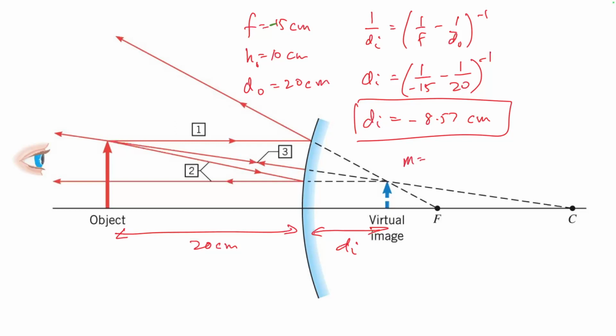The magnification is negative image distance over object distance, that's a negative of a negative 8.57, all divided by 20. When I did that, I got 0.43. So what is a positive 0.43? Tell me about the image. It's reduced, isn't it? 0.43 is less than 1, so this is smaller, and it's upright because of that positive magnification.